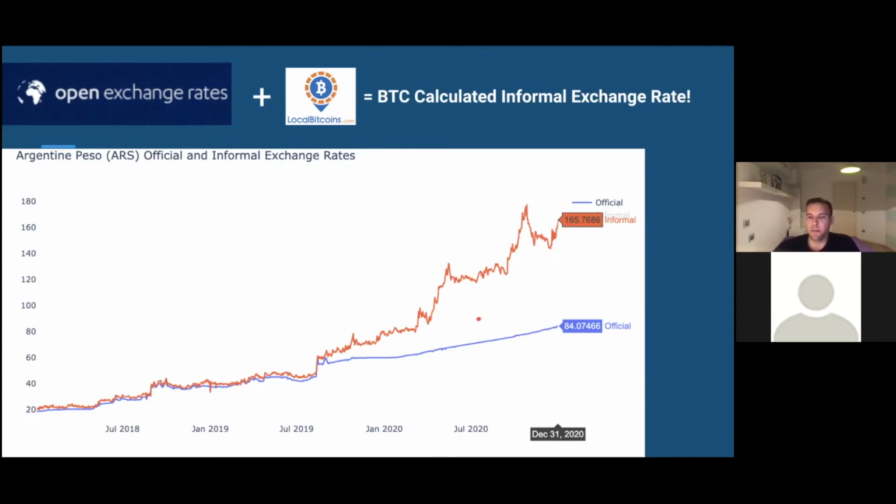Another idea that I had was that perhaps this informal exchange rate has some sort of predictive power on the direction of the official exchange rate. That is, if the informal rate is shooting up a couple days before, then maybe that indicates that the official exchange rate is going to be pressured to also increase.